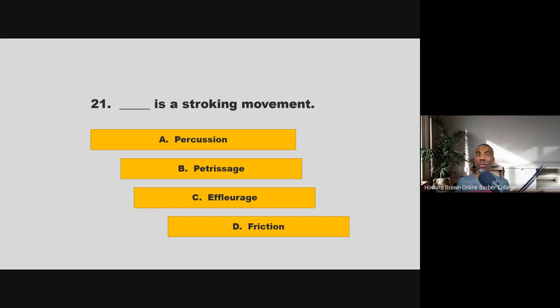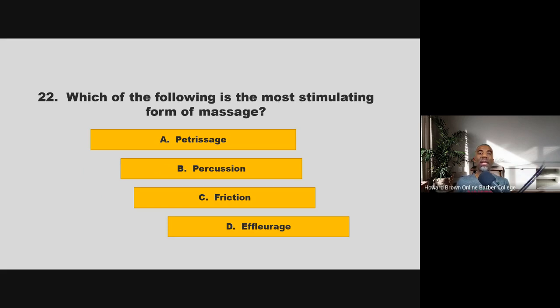Blank is a stroking movement. Is it percussion, petrissage, effleurage, or friction? If you chose C, effleurage, you are correct. Which of the following is the most stimulating form of massage? Is it petrissage, percussion, friction, or effleurage? If you chose B, percussion, you are correct.